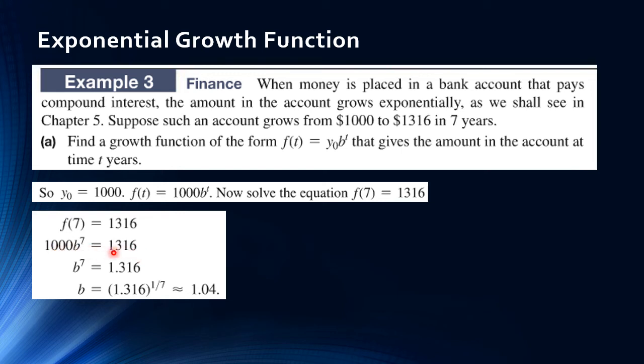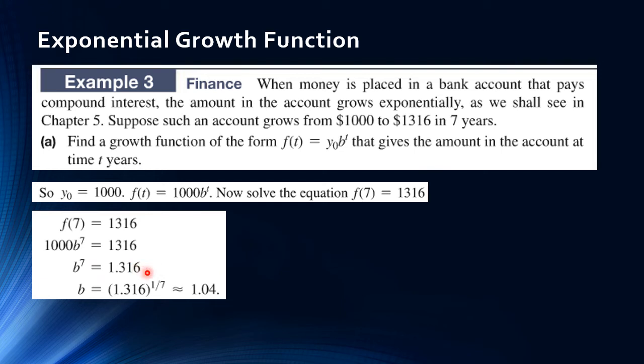The first thing we're going to do is divide both sides by 1,000, and we get 1.316. Now, what we have to do to get rid of the 7 exponent is take the 7th root of that, which is the same as raising both sides to the power of the reciprocal. To find what b equals, we raise both sides to the power of the reciprocal, which is 1 over 7.